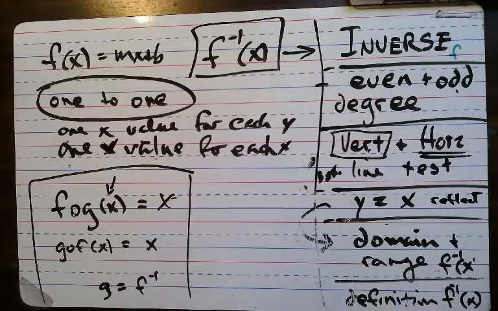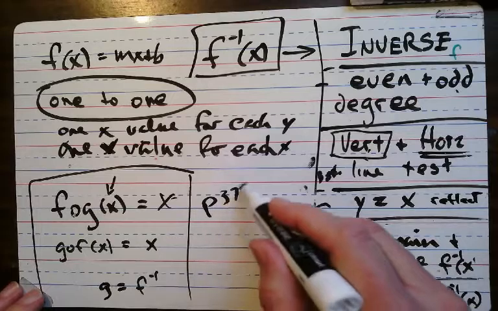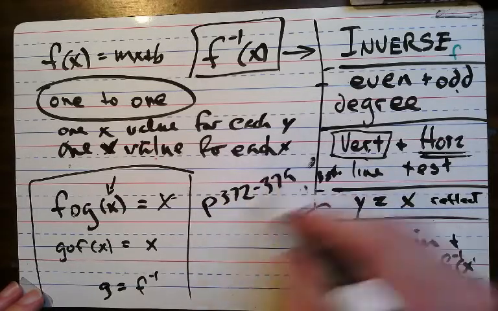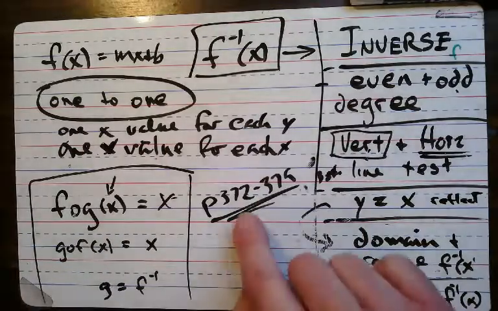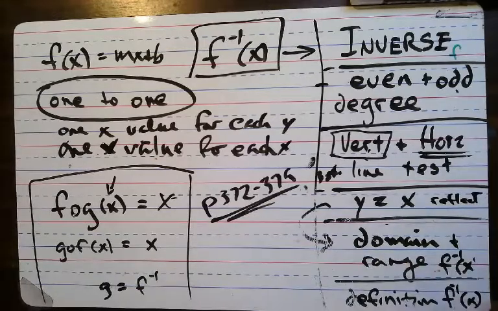Now all this is in the reading, from page 372 all the way to page 379. Everything I just showed you and talked about is in the reading, and the first homework we're doing is all about the reading. So I recommend you read it again and then do the homework. That's it. Bye.